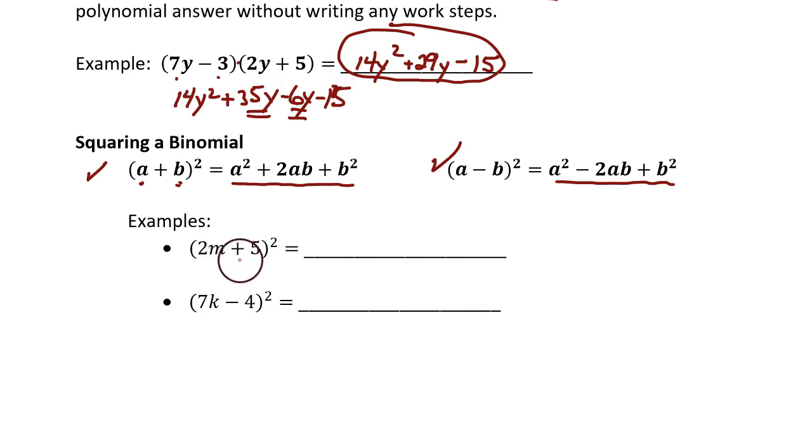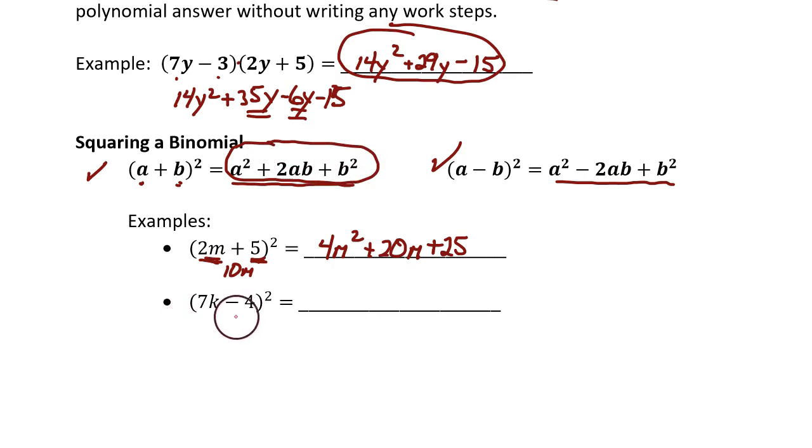First, we have to recognize what we have, squaring a binomial. Then we can apply the pattern. Square the first number. 2m times 2m is 4m squared. Square the last number. 5 squared is positive 25. In the middle, we want to take twice the product of the two terms. 2m times 5 is 10m, and twice 10m is positive 20m. I got this trinomial answer by following this pattern.